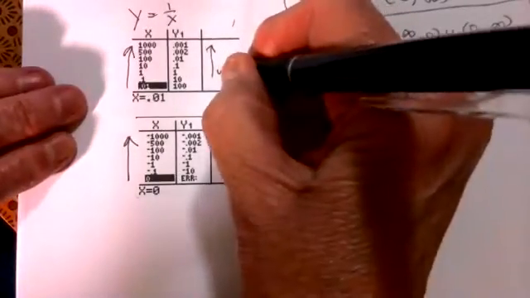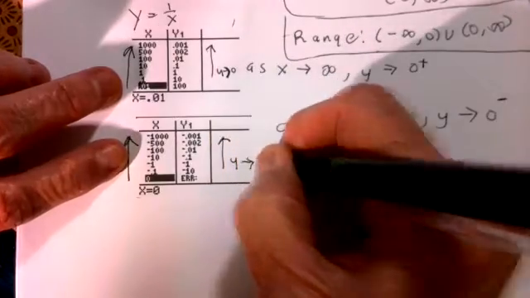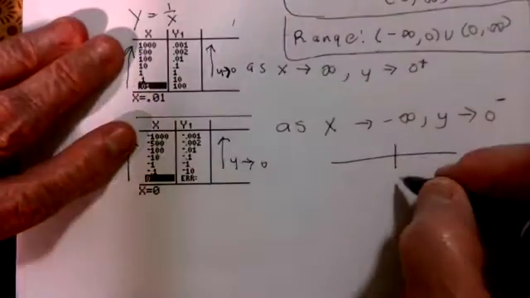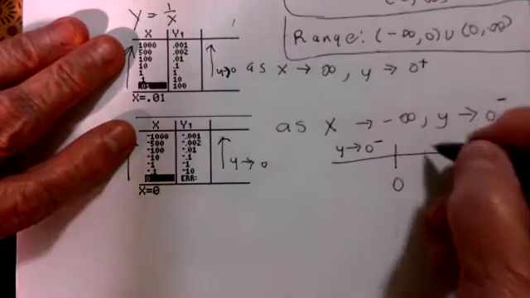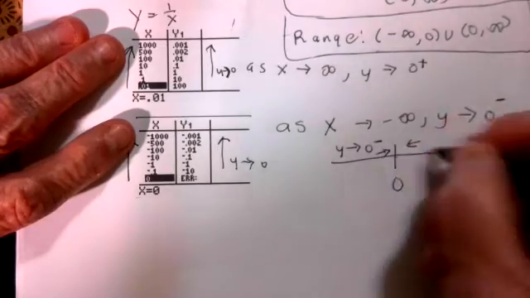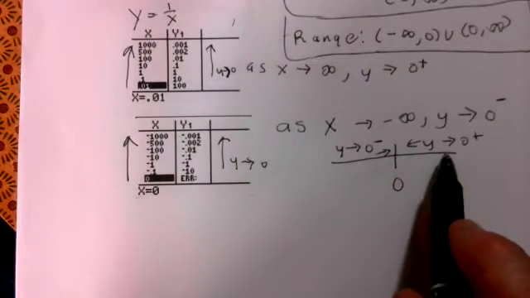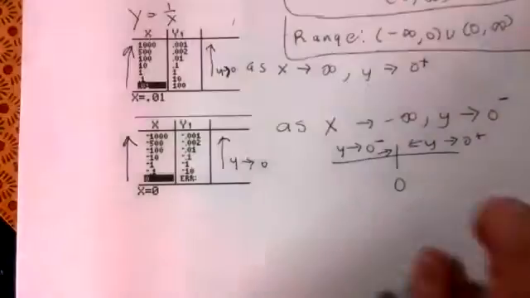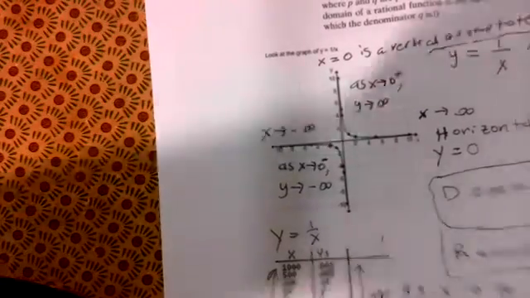So y is going to 0. On a number line, y is going to 0 from the left, and this way, y is going to 0 from the right. It just means y is coming into 0 from the left, or y is coming into 0 from the right. If you just think about the numbers on a number line. Okay, let's go to the next page and read about some things.